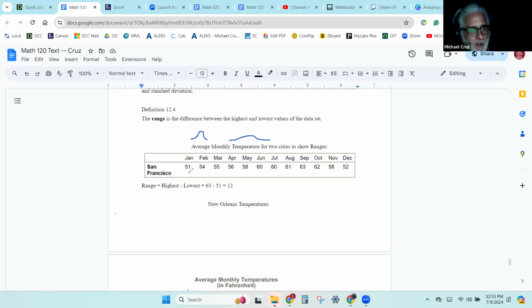Well, the range for this is simply the highest one minus the lowest one. So the range for this data set that represents average temperatures in San Francisco is 12, meaning that there is only a variation of 12 degrees throughout the year. 12 degrees is the most change you'll see. Let's contrast that with our home city.